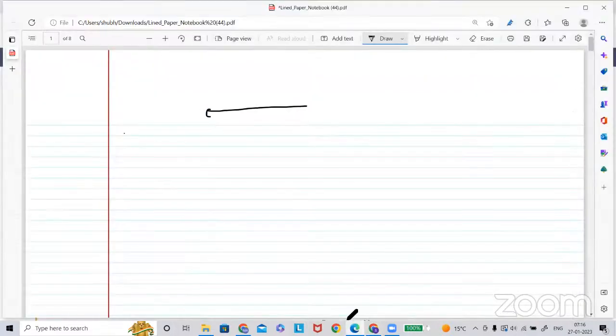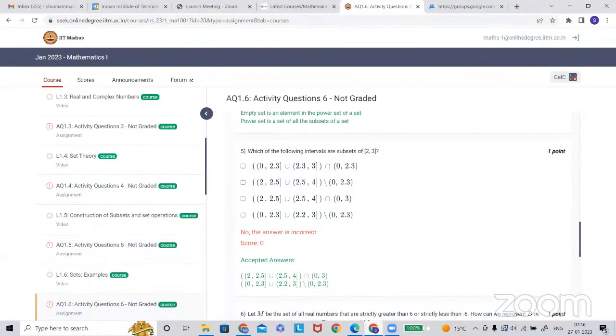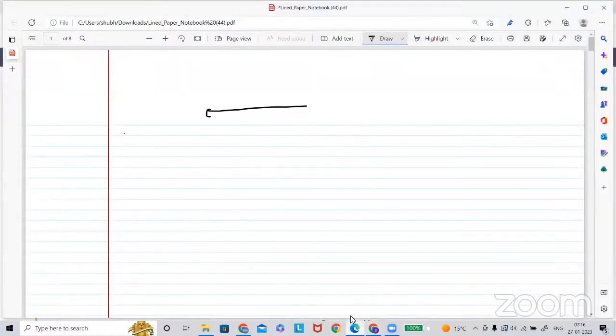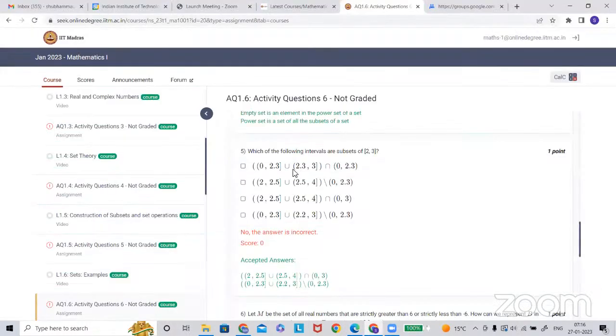So how it is saying open 0 to close 2.3. Suppose 0 is here, and this is open, and suppose here is 2.3. Now another set is the second, in union. See that this is open 2.3 to close 3.